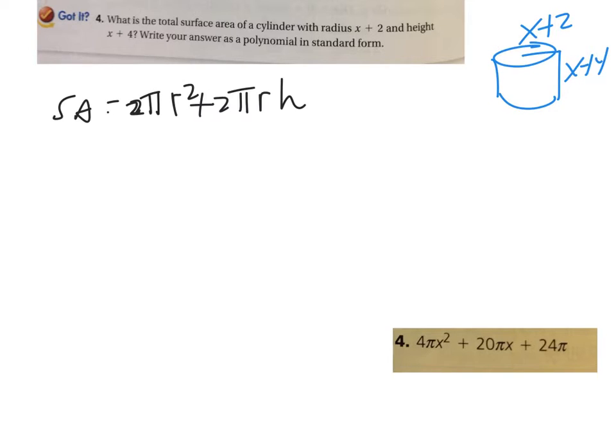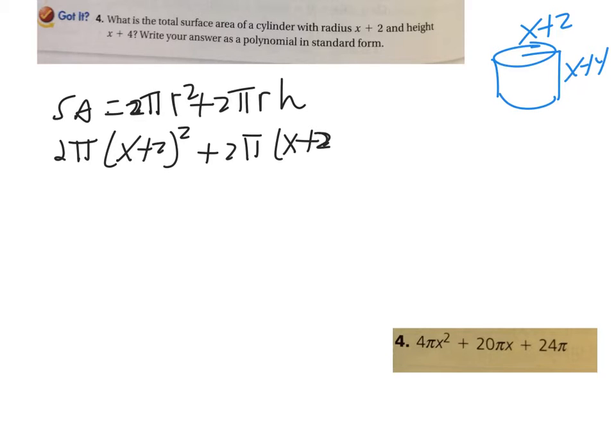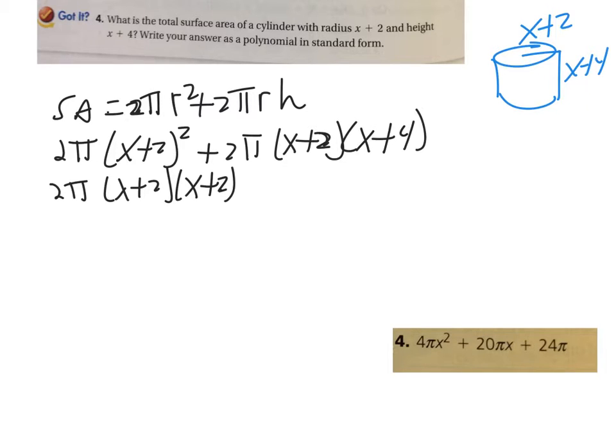Don't lose your way. I'm going to go slow for you. So we have 2 pi, the radius is x plus 2, so x plus 2, the whole thing squared, plus 2 pi, radius again is x plus 2, the height is x plus 4. Now I'm going to expand this a little bit on the x plus 2 squared. So 2 pi times x plus 2 times x plus 2 plus 2 pi times x plus 2, it's a 2 I promise, times x plus 4. I know it looks like a lot, one little piece at a time.